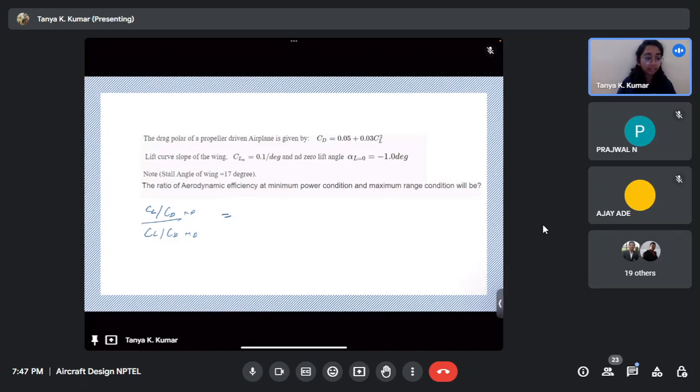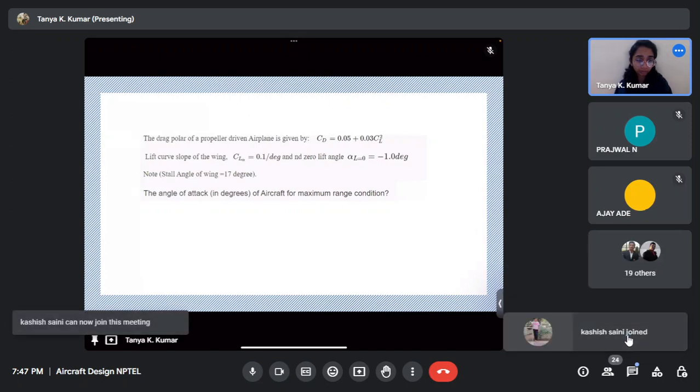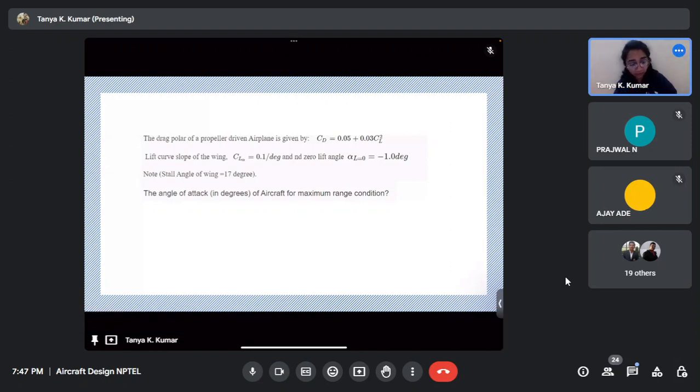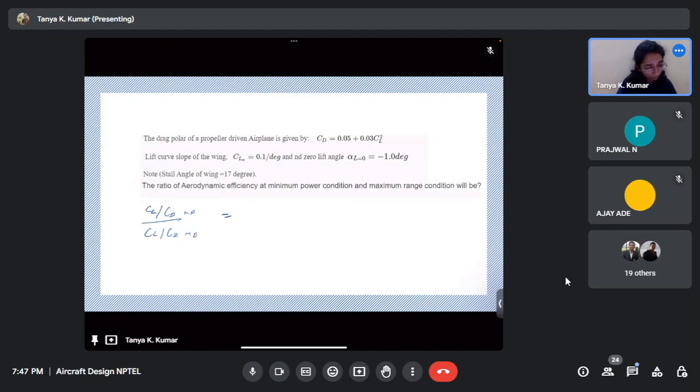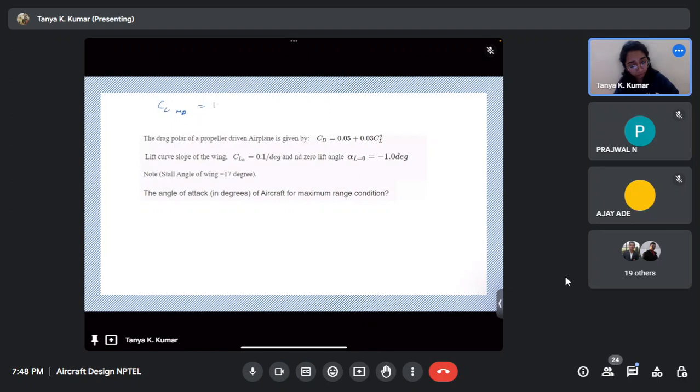The angle of attack in degrees of the aircraft for maximum range condition. How do we do this? We have the CL at maximum range. The data is the same. So CL for maximum range or minimum drag, what was the value? This is the one, right? So it's 1.29. This is the data that we have, and they've asked you for angle of attack at this condition. How do we find that?